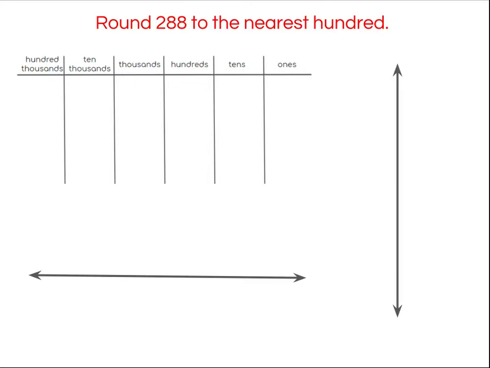So this question is asking, 288 is about how many hundreds? Begin by putting 288 into your place value chart. You'll notice that I did not put it at the top of my place value chart because I am going to look at the hundreds place. When we round, we're trying to think, 288 is closest to how many hundreds?